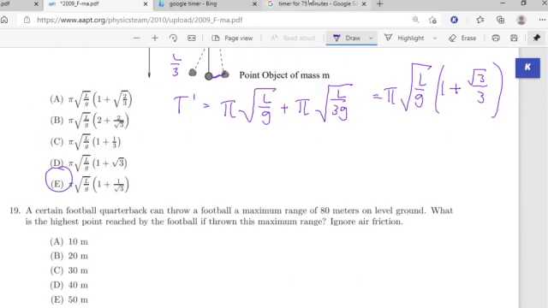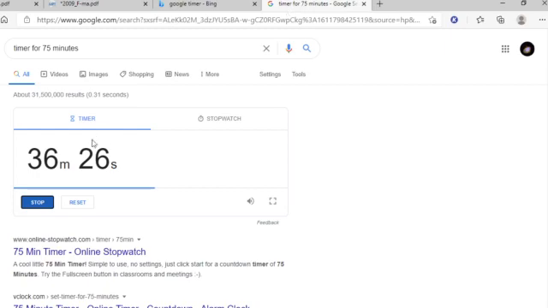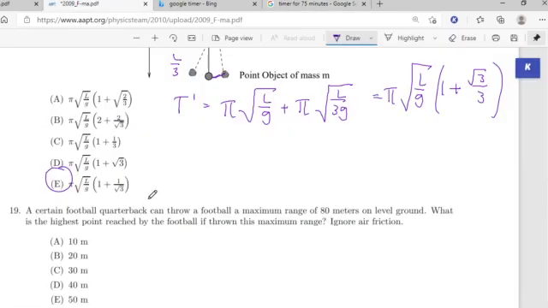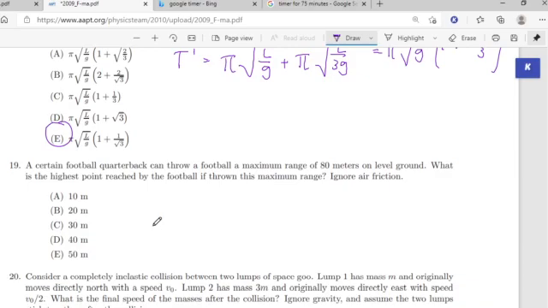How are we? Okay, we're chilling on time. We used up barely a little over half our time, and we're actually almost done.